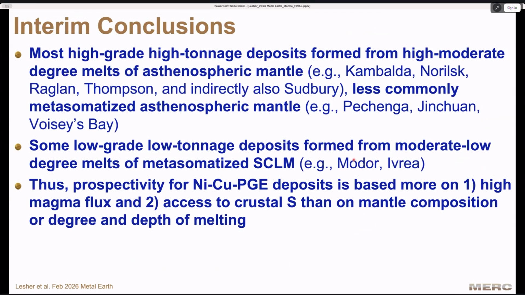Obviously there are some that maybe came from a metasomatized subcontinental lithospheric mantle, Modor and Avray. I didn't show you those, but they're wonky patterns. And so, I think the prospectivity is based more on high magma flux and access to crustal sulfur than mantle composition. That's because we've got a couple of different mantle compositions here, and we've even got a third type here of highly metasomatized. And the only difference is that these make world-class deposits and these don't.